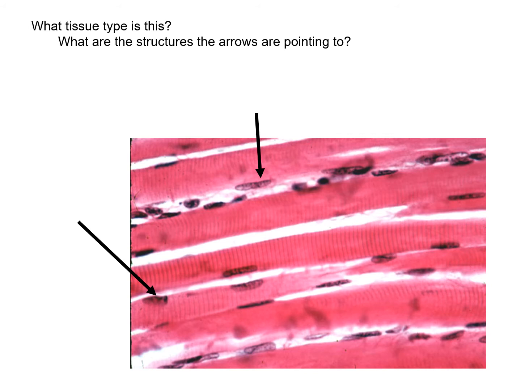Cardiac. Skeletal. Well, it's just asking you what tissue type it is. So it's muscle. Oh, muscle. Mm-hmm. Specifically, it is skeletal muscle. What is the arrow pointing to? Those are the nuclei. They are nuclei.